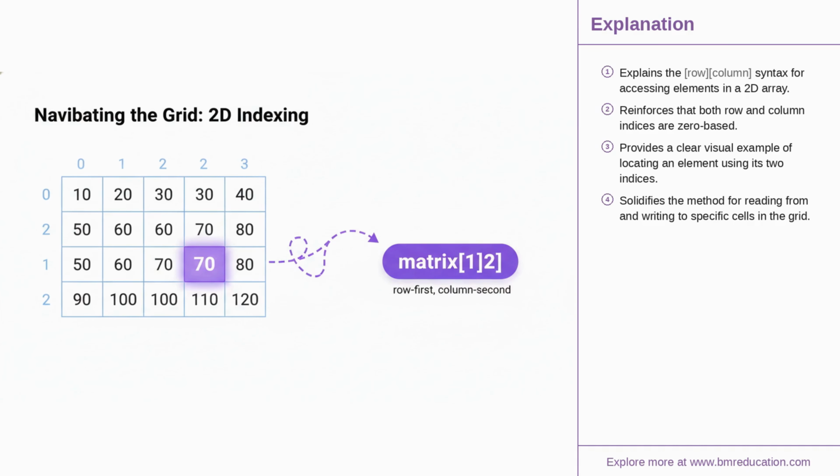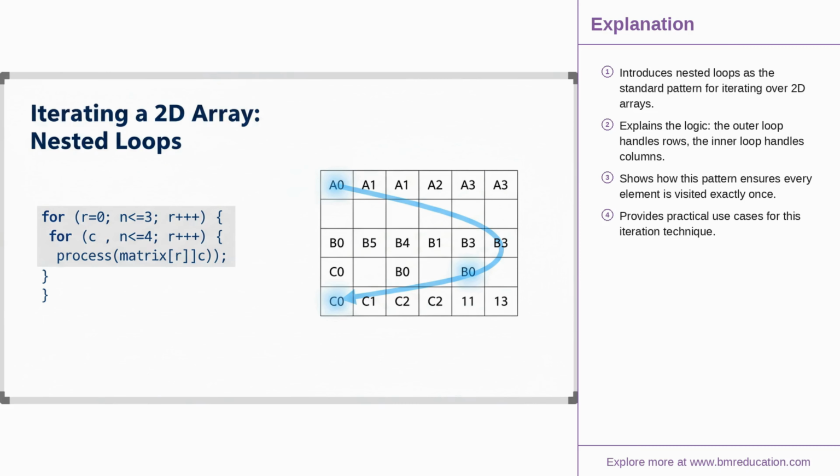Just as we use one loop for a 1D array, we use two nested loops to iterate over a 2D array. The outer loop typically iterates through the rows, and for each row, the inner loop iterates through all its columns. This pattern allows you to systematically visit every single cell, for example, to initialize a game board or process every pixel in an image.